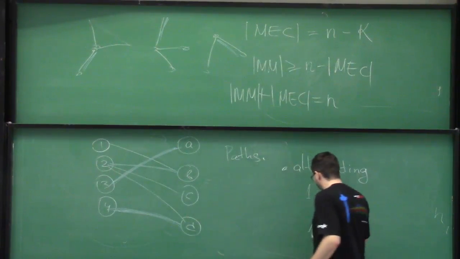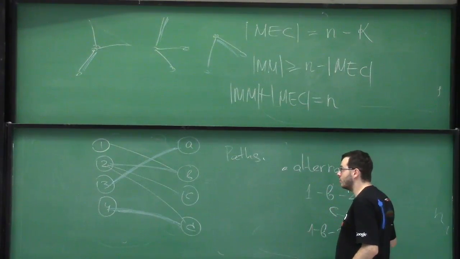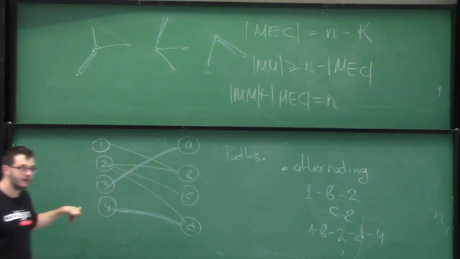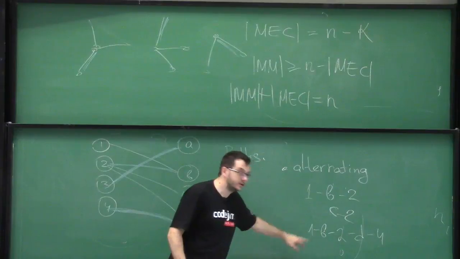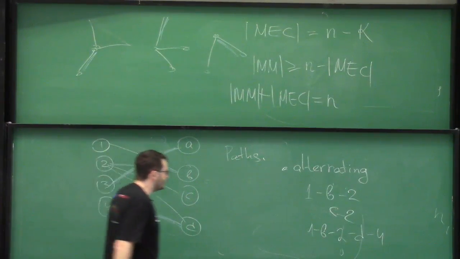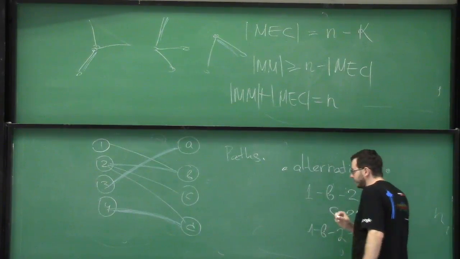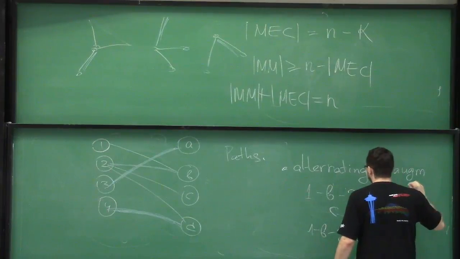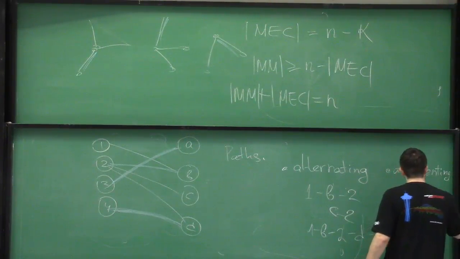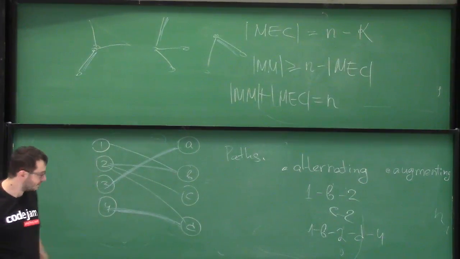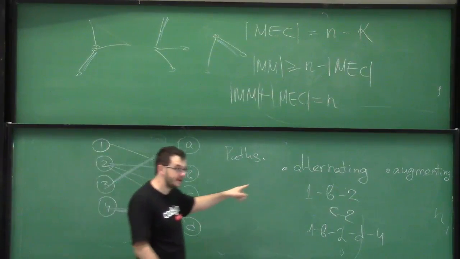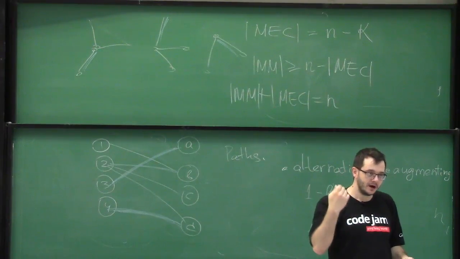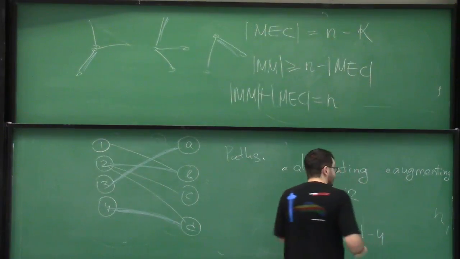For example, 1, B, 2, D, and 4. It is also an alternating path. But actually, we are mostly interested in augmenting paths. If an alternating path starts from an unmatched vertex and ends in an unmatched vertex, it is augmenting.